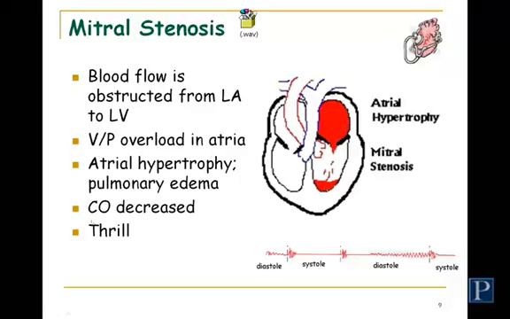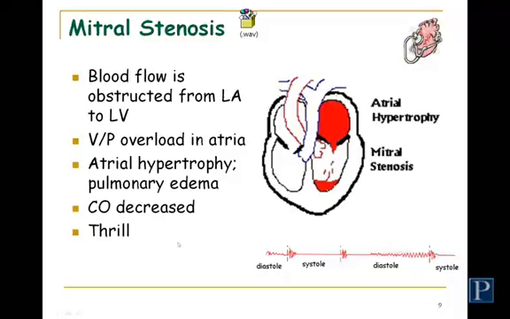Now what you'll notice over here is it says cardiac output can be decreased. Why would cardiac output be decreased? Because yet again, this could be a stroke volume issue. If I can't get all the blood through this opening here, eventually it's not going to make it out of the heart and your cardiac output can be decreased.